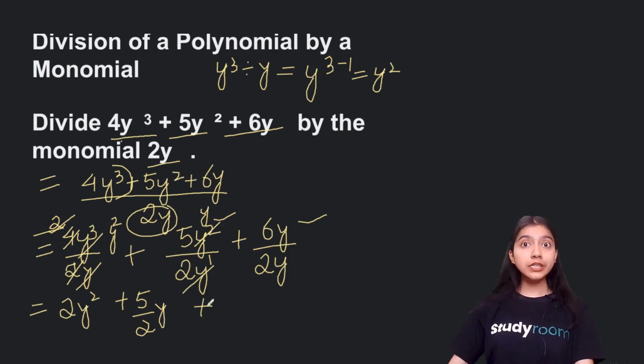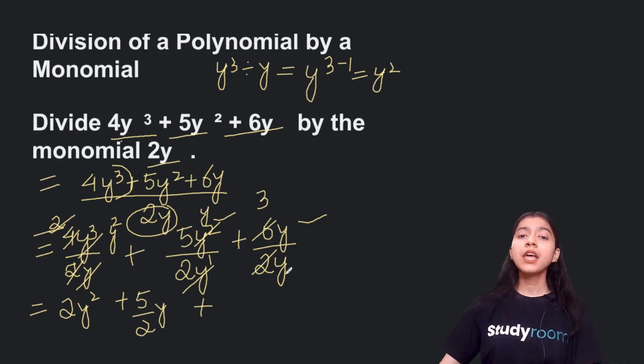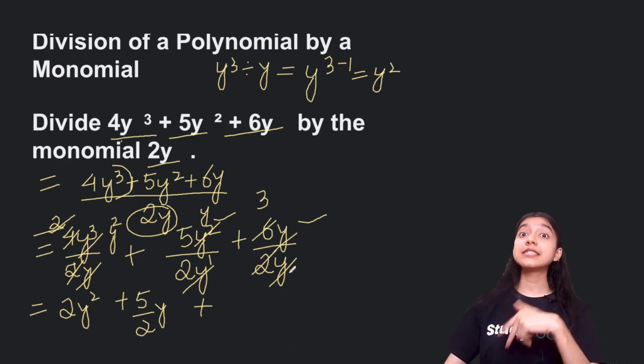Now what about the third term? Over here 2 can get cancelled with 6 leaving behind 3, and this y can get cancelled with y. Because when we have the same thing in the numerator and the denominator, they can get cancelled.